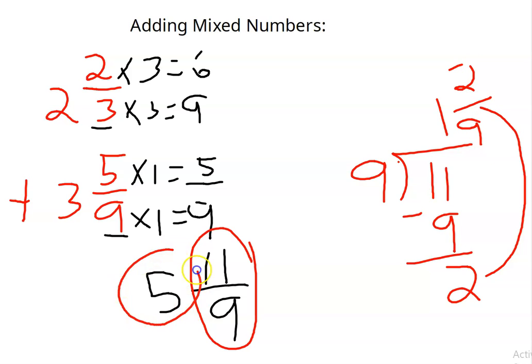Now I have to add my 5 and my 1, and my answer is 6 and 2/9. I'm going to look at it. It's not improper. It can't be simplified. So that is my answer. Let's look at a few more. I'll go a little slower this time.